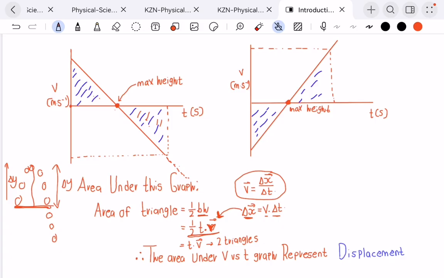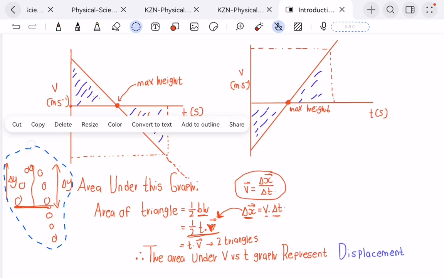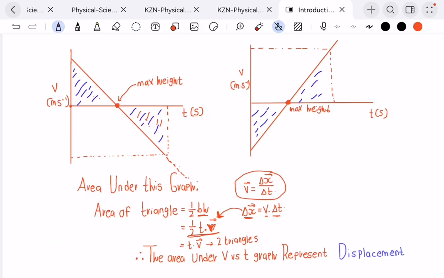Let me just draw this clearly so that you can understand it. Okay, let me draw that scenario again. I have a ball which is going to go up, and then it's going to go down, and let's say you have this. So this is my displacement, because it makes sense why this represents this portion, because this is the maximum height. So we're going from the initial position to the maximum height.